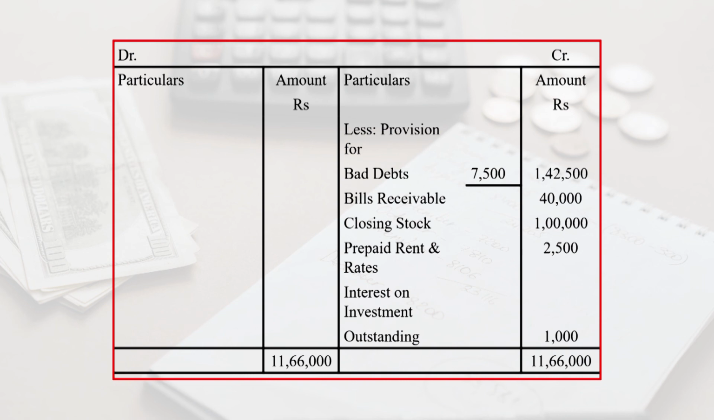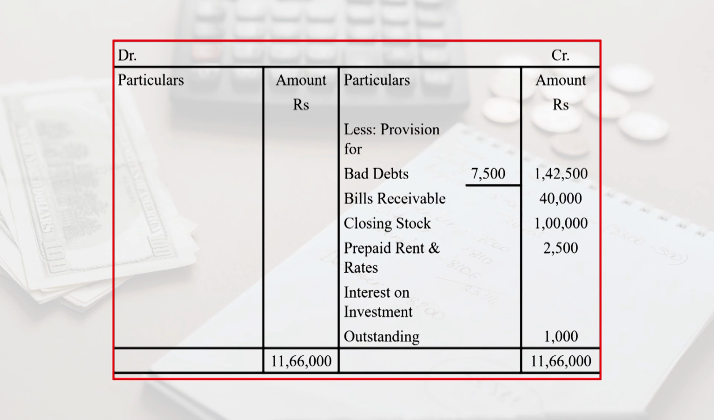These three things will be deducted from the amount of debtors. Bills receivable we have been provided 40,000 rupees. Closing stock we have been provided 1 lakh rupees in the adjustment. Prepaid rent has been provided in adjustments, 2,500. Then interest on investment was outstanding, rupees 1,000, which was an asset for the business. Therefore it was shown on the asset side of the balance sheet. So total it becomes 11,66,000. So the total of the asset side of the balance sheet becomes 11,66,000.